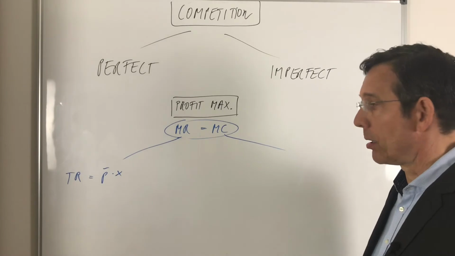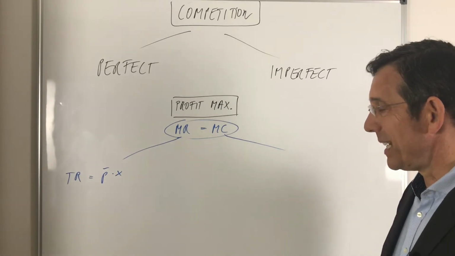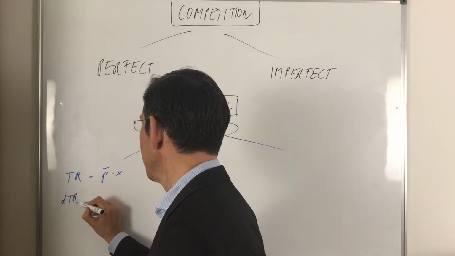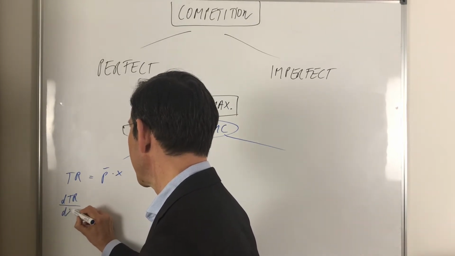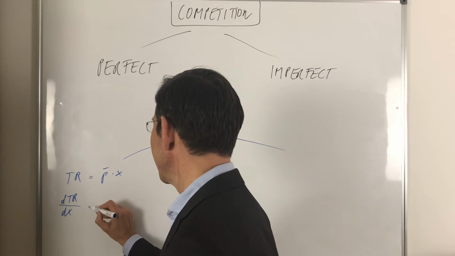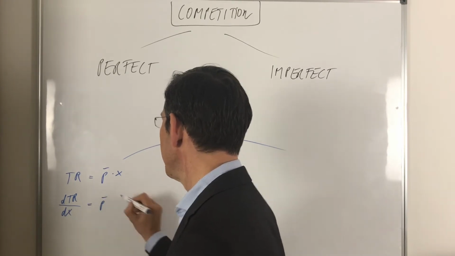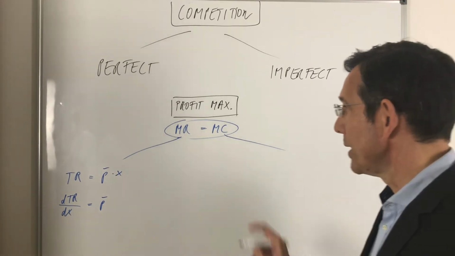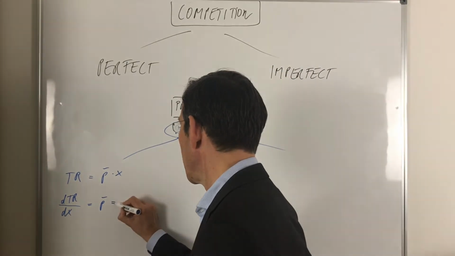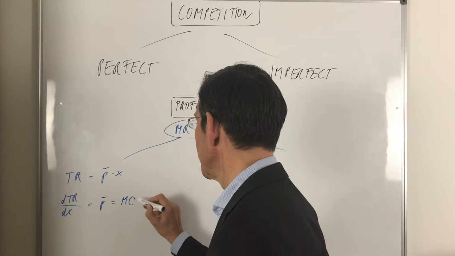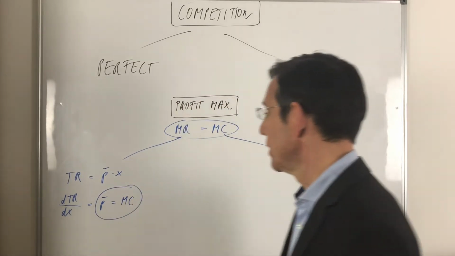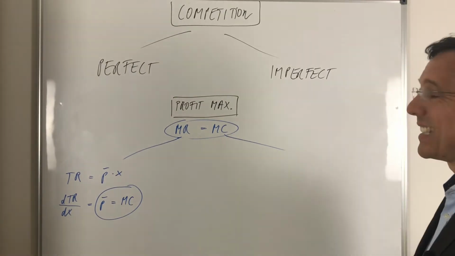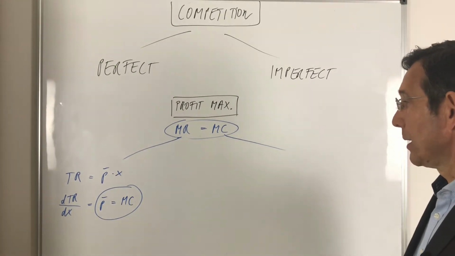So P upper bar is here the main insight. So then if we derive total revenue with respect to X, then this yields P upper bar, that's just the price, and the price is then equal to the marginal costs. So that's the result for perfect competition. And how does it look for imperfect competition?